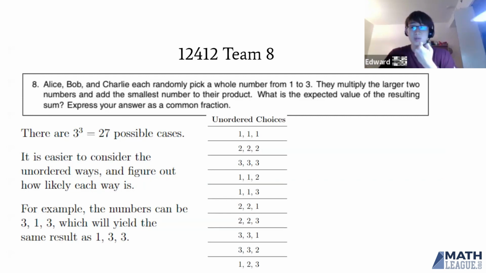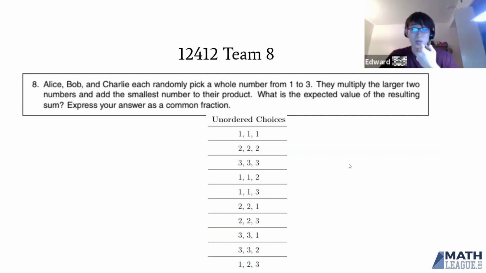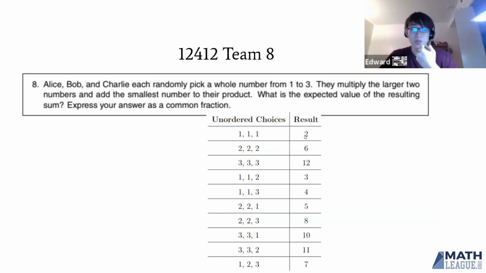So this is the hard part. That's why this question is on the team round. You can split up the cases between whoever wants to work on this question. For example, we have 2 as a result when they all pick 1, because 1 times 1 is 1, plus 1 is 2. A more interesting case is 2, 2, 3. The 2 bigger numbers are 2 and 3. 2 times 3 is 6, plus 2 is 8. You will have to be careful going through each case and making sure you get the correct result. That's the main bulk of the problem.